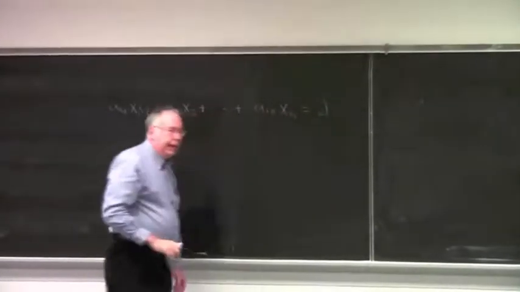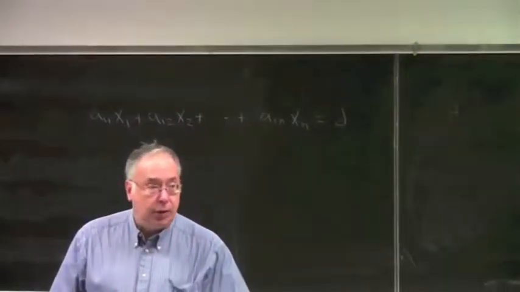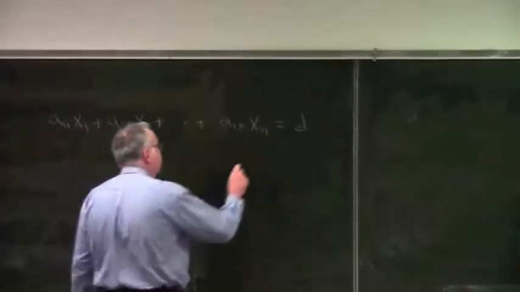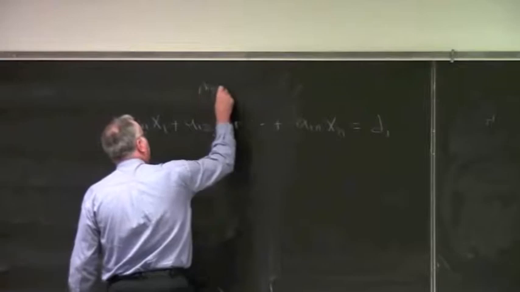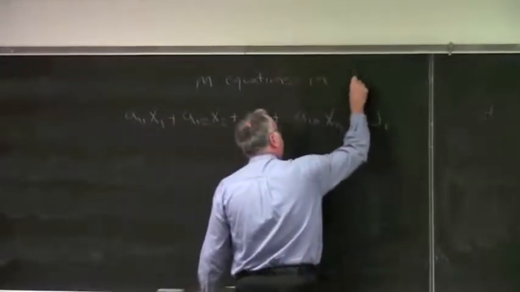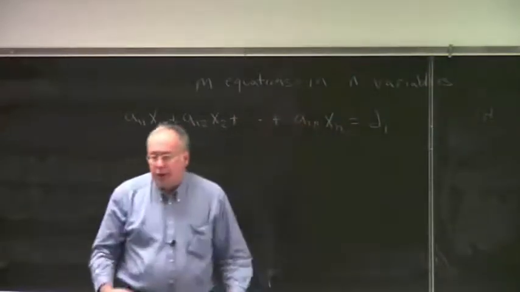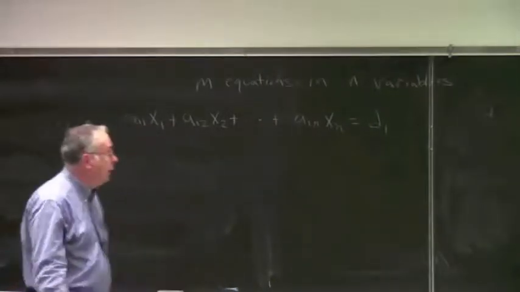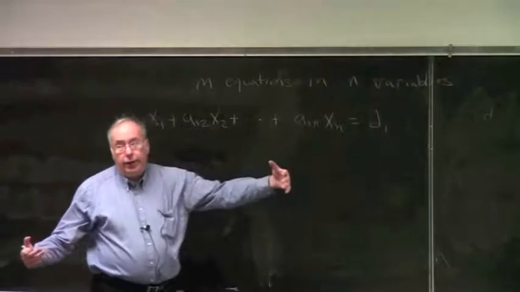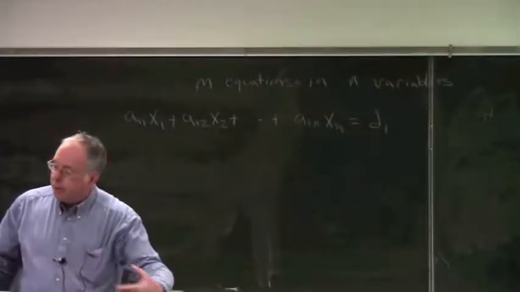What I'm doing is writing m equations in n variables. An equation system with m equations in n variables. Furthermore, notice all these equations are linear equations. The exponents on each of these variables, x1, x2, xn, are all 1. And there are no terms like x1 times x2 in the equations. So all the equations are linear.